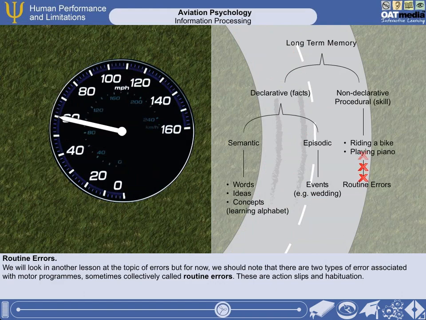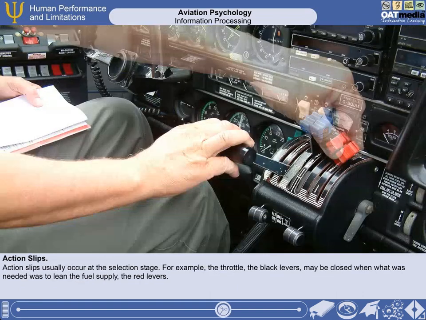We will look in another lesson at the topic of errors, but for now we should note that there are two types of error associated with motor programs, sometimes collectively called routine errors. These are action slips and habituation. Action slips usually occur at the selection stage. For example, the throttle, the black levers, may be closed when what was needed was to lean the fuel supply, the red levers.